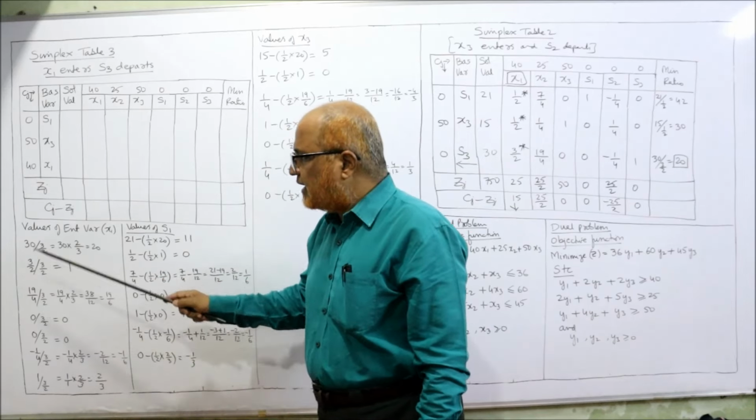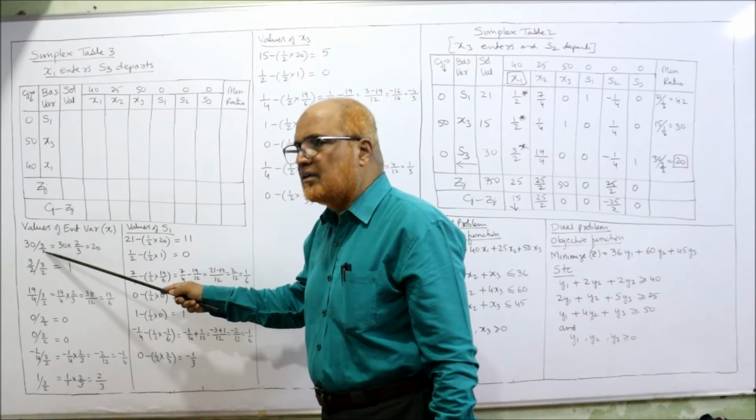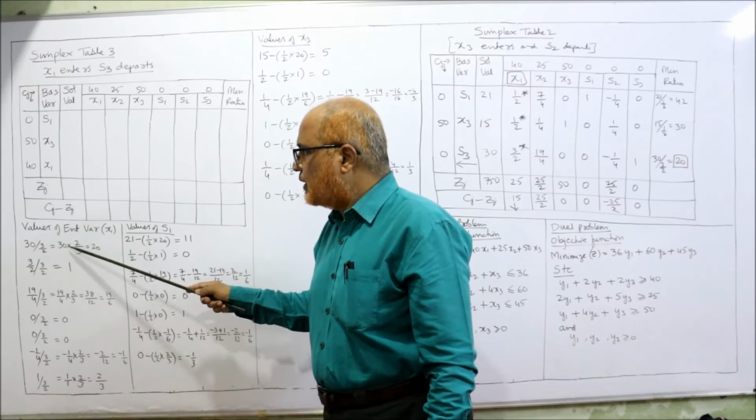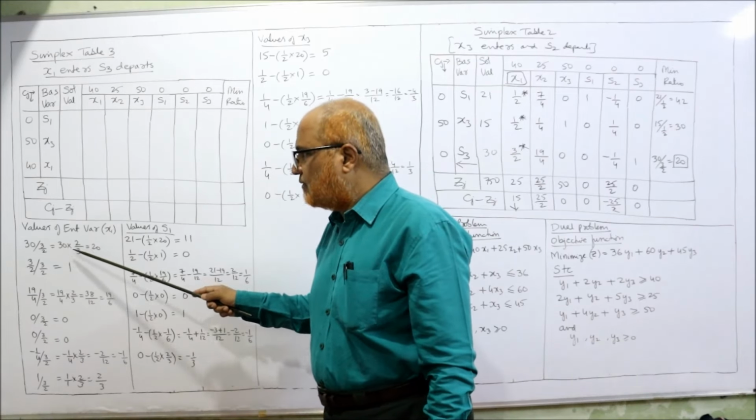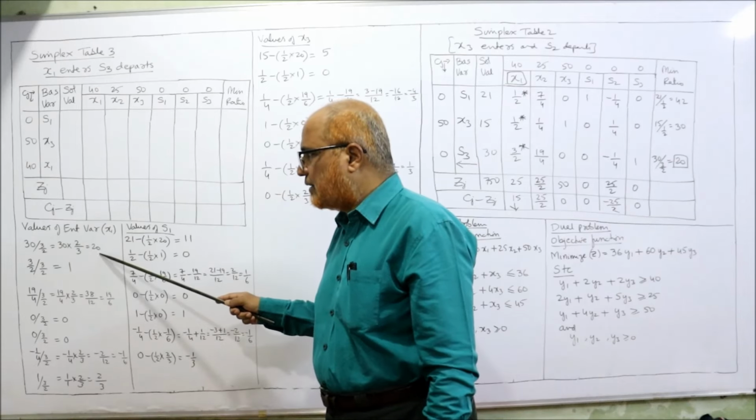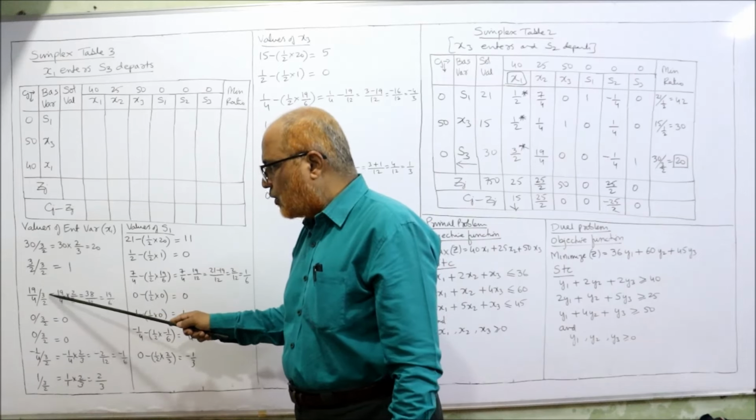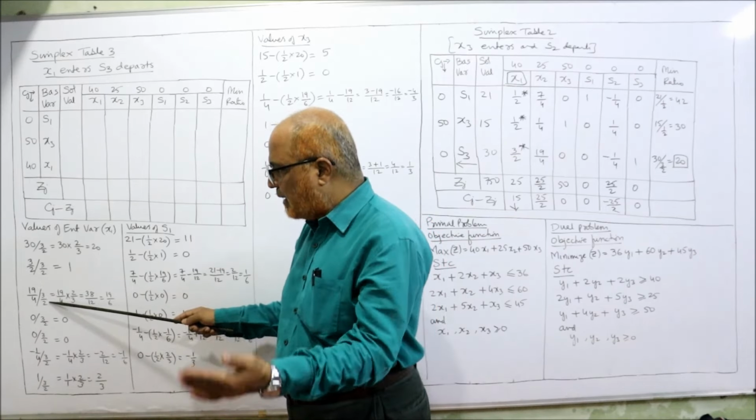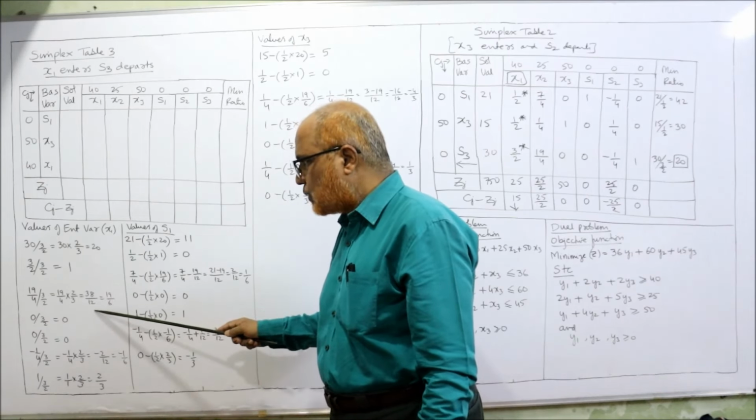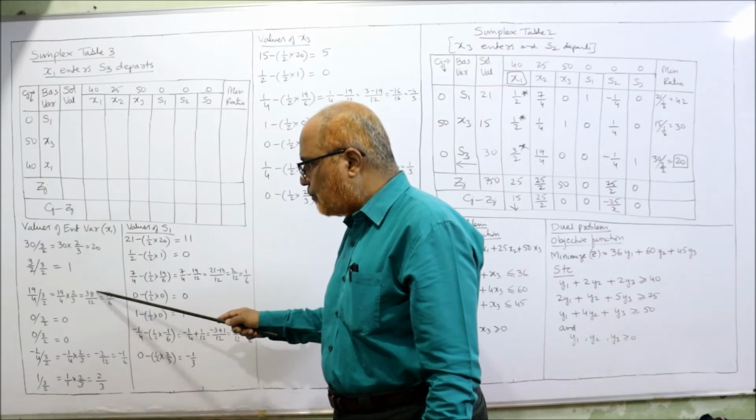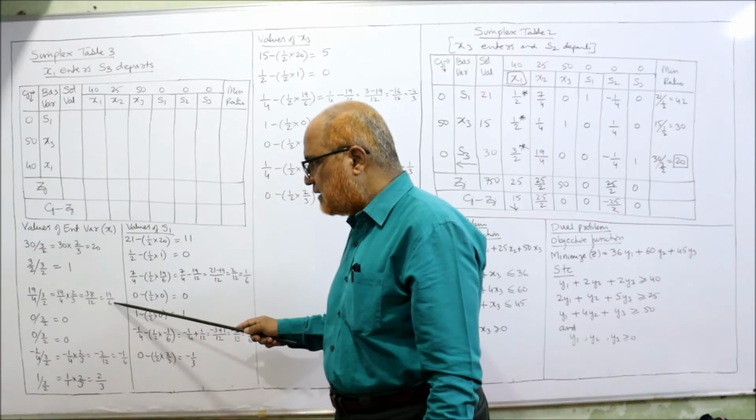Now, 30 divided by 3 by 2. If we convert division into multiplication, 3 by 2 will become 2 by 3. So 30 divided by 3 is 10, and 10 into 2 is 20. 3 by 2 divided by 3 by 2 is 1. 19 by 4 divided by 3 by 2: 19 into 2 is 38, 4 into 3 is 12. 38 by 12, both are divisible by 2, so 19 by 6.